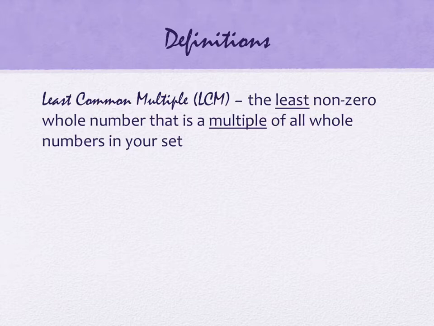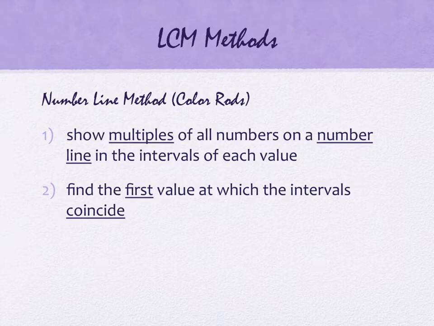Now, some of the methods that we use are going to feel very similar to the GCD methods, and they are. The first one is actually called the number line method or colored rods. So I actually have a manipulative to show you on this one. Should have got it out beforehand, so sorry. They draw pictures of these in your book. So let me do this.